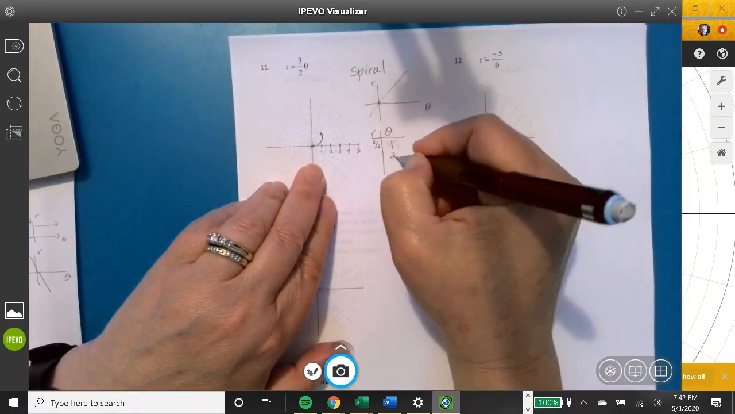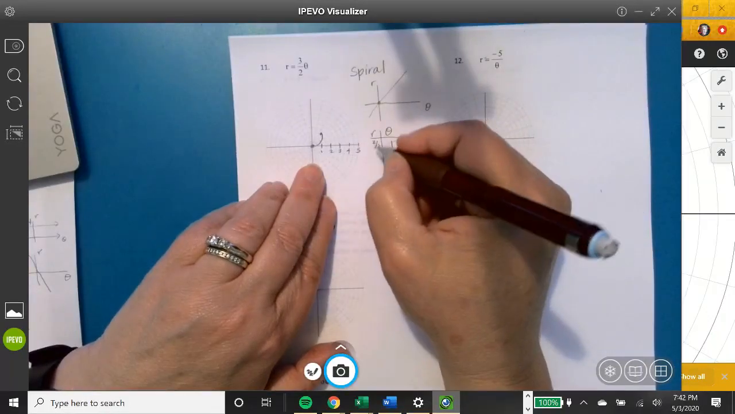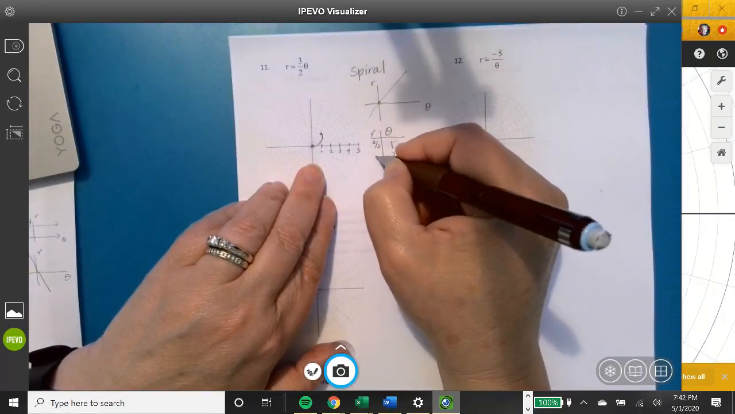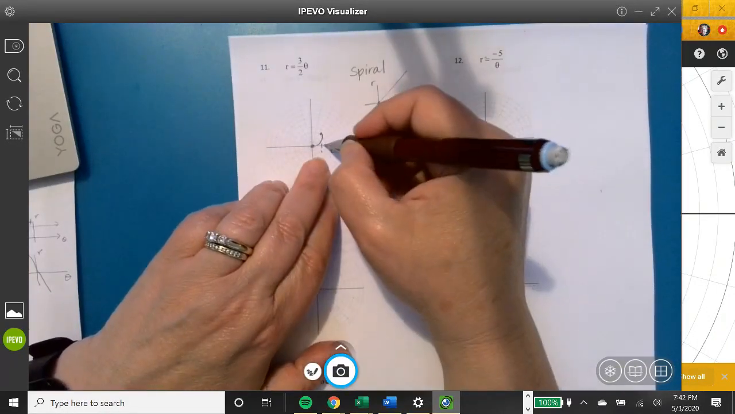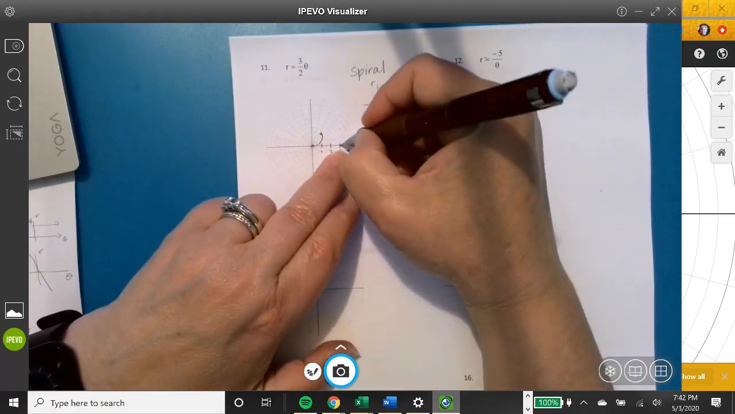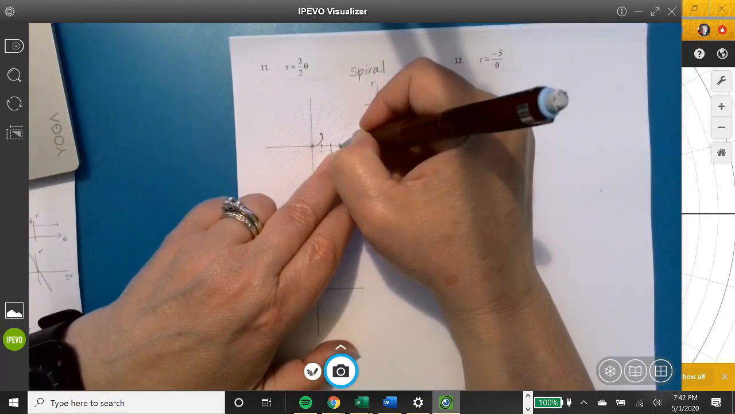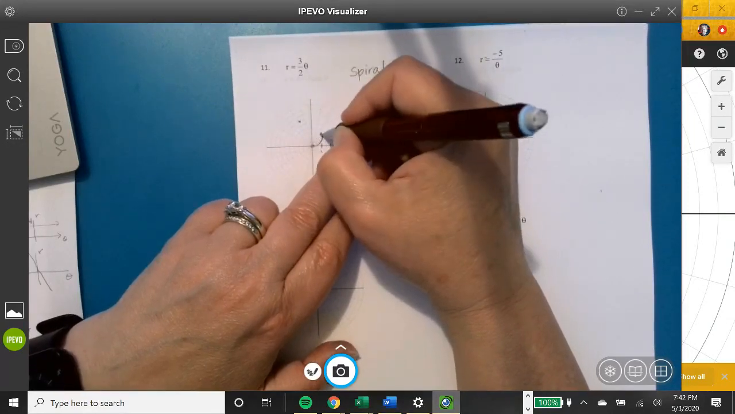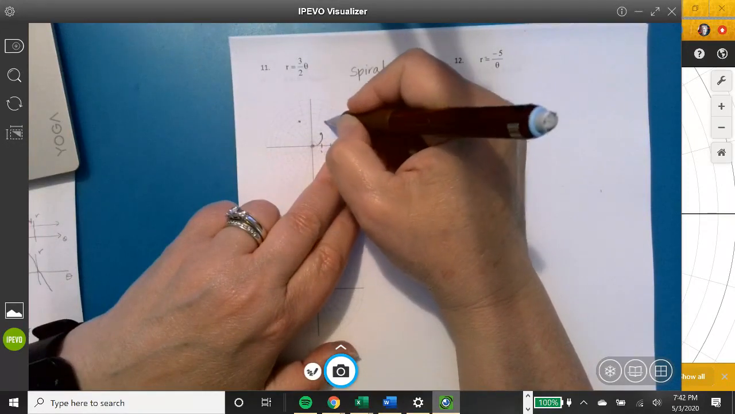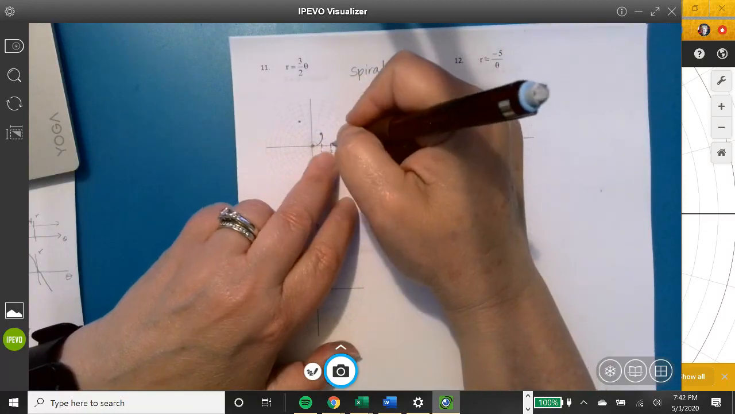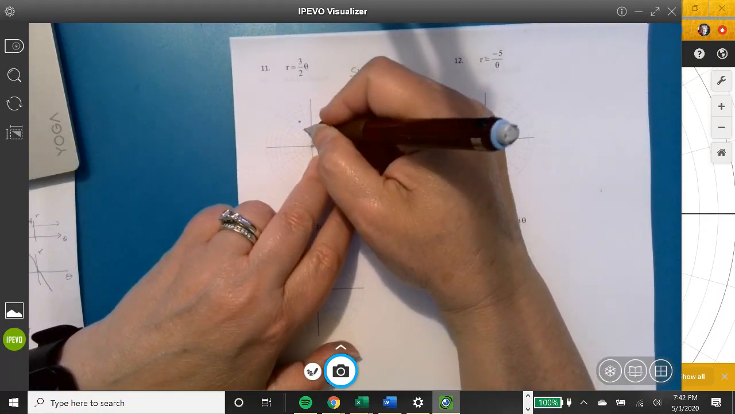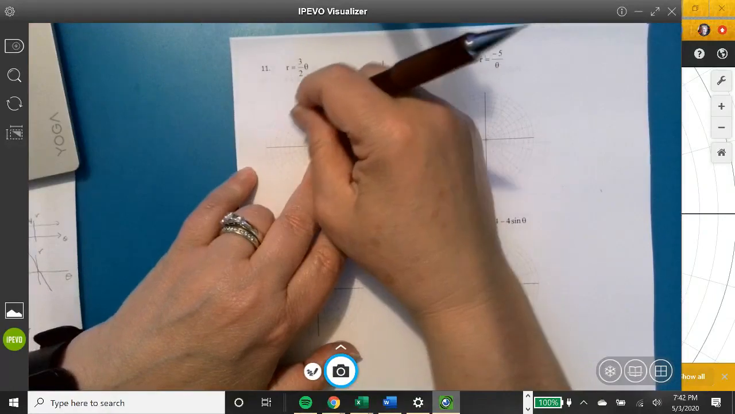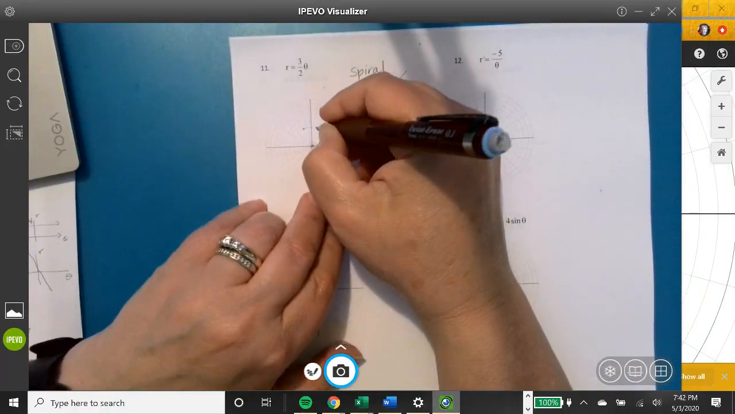All right, so let's make theta 2. That's going to give us 3. So we're going to go out radially 3, 1, 2, 3, and rotate 2 radians, which is almost 120 degrees, or 2 pi over 3. So we'll put it over here. No, sorry, here. I should be here. And so what's happening is I'm spiraling outward.